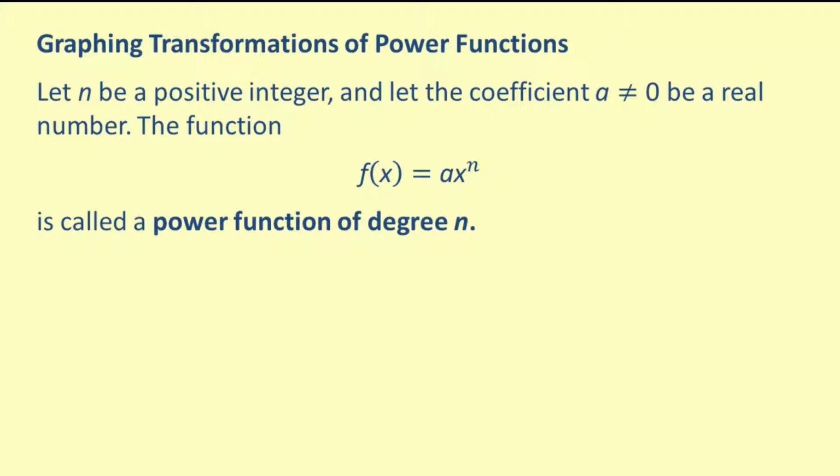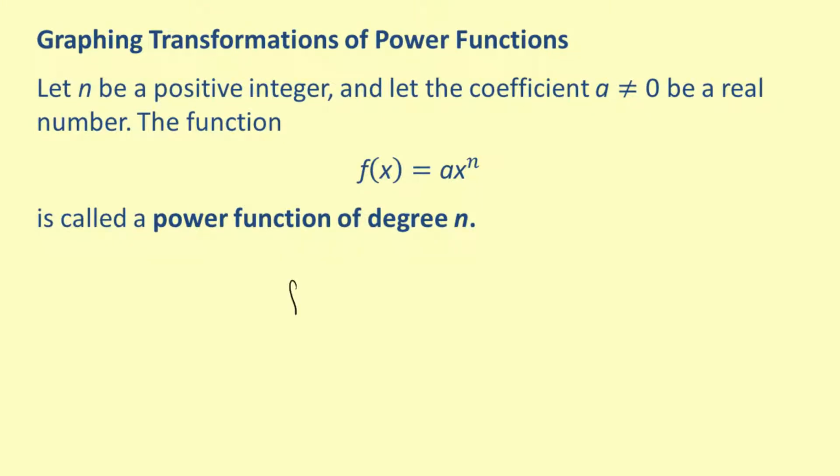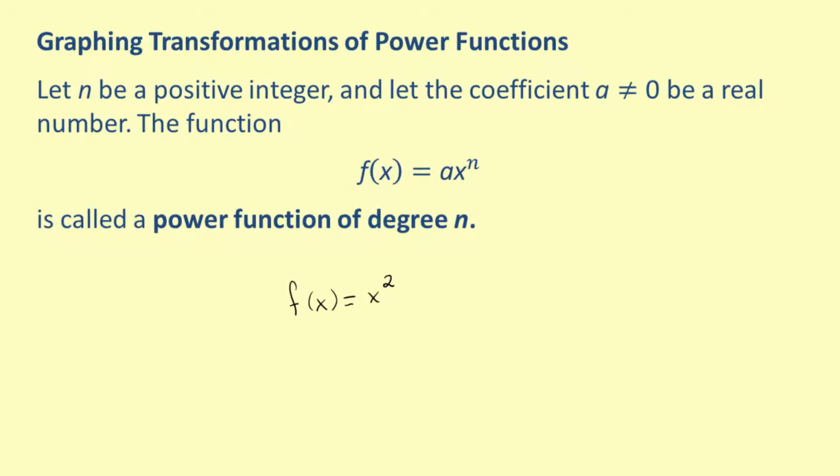One power function you may have seen before is f(x) = x^2. In this case, n is equal to 2, which is an even number. We call this the square function. In general, power functions with even powers look similar to the square function.